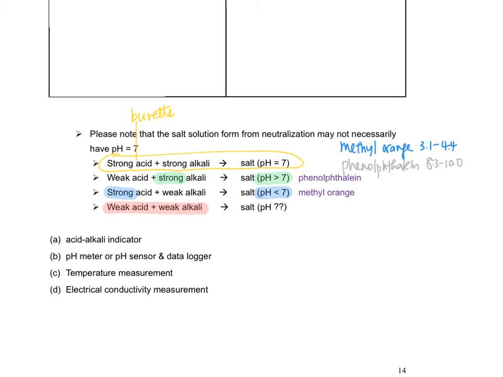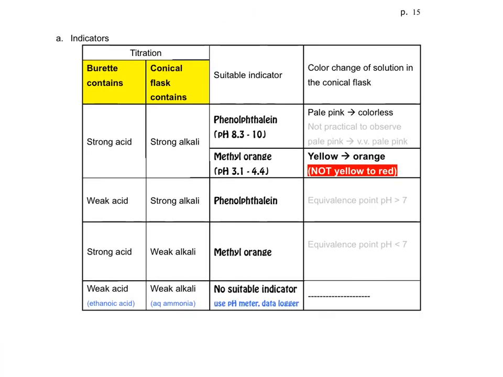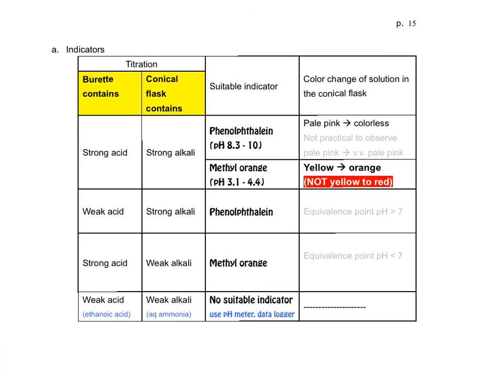Now we will take a look at the choice of indicator in titration. And for the other endpoint detection method, I will talk about this in the next video. Now, this table summarizes the use of different indicators in different titrations. Just now we talked about strong acid and strong alkali. We can use either phenolphthalein or methyl orange.